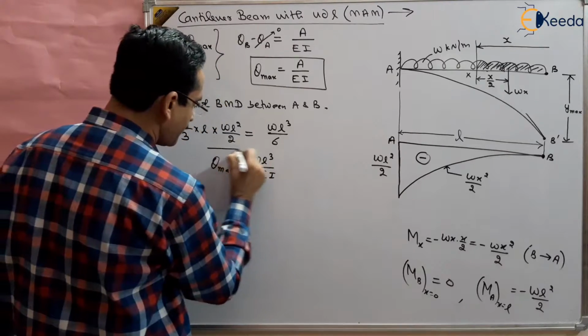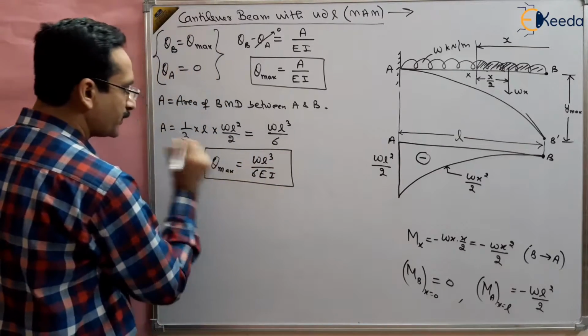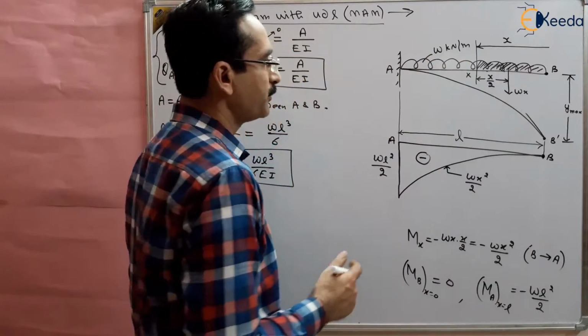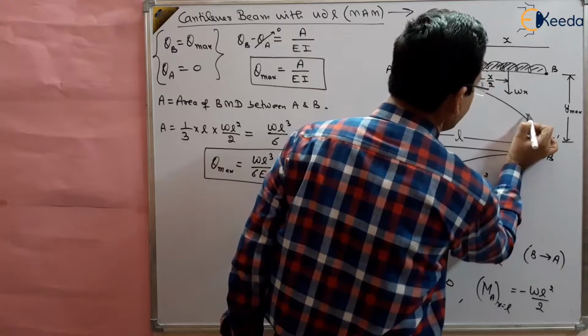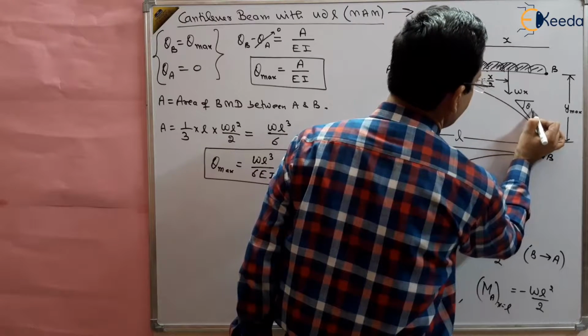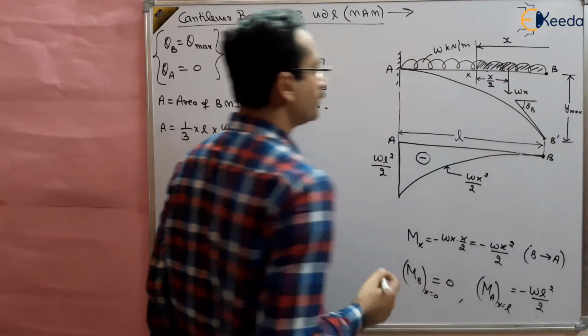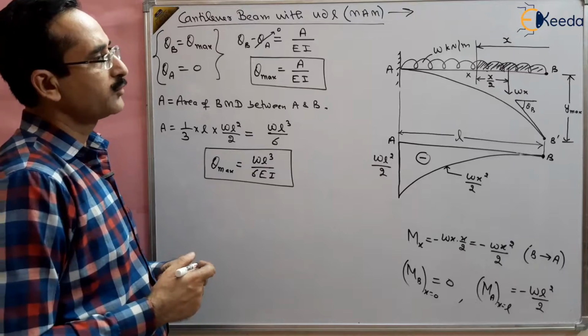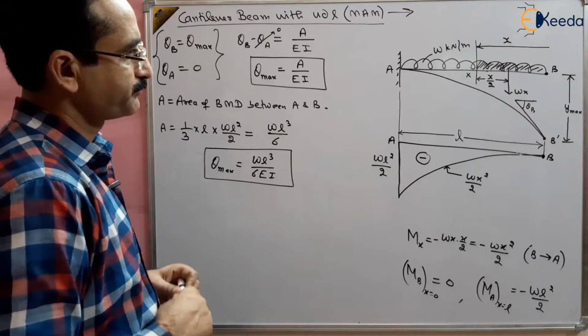So this is the area, this is the slope, this is the maximum slope which is obtained at point B. This is theta B, the maximum slope. Now we want to find out the maximum deflection. How to find out the maximum deflection?